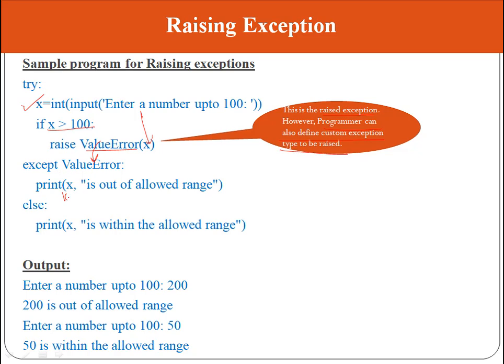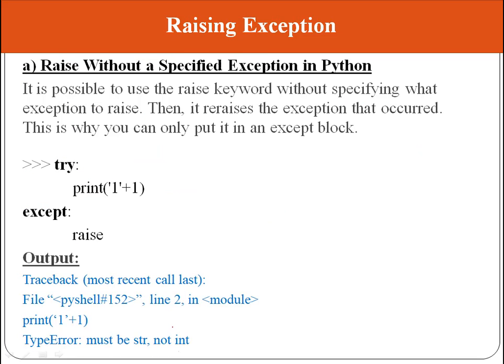So suppose you have entered 105. 105 is out of the allowed range. If it is not, it will say it is in the allowed range. So you have entered 200, it is written 200 is out of range, so it has gone inside. If you have entered 50, 50 is within the allowed range.